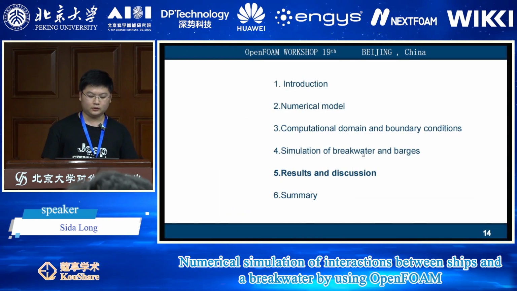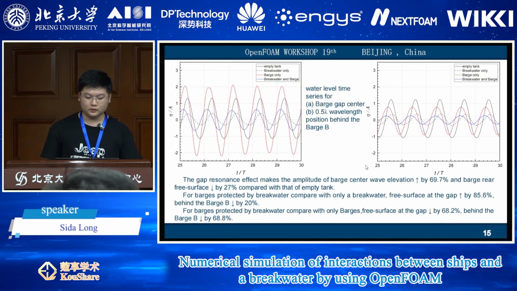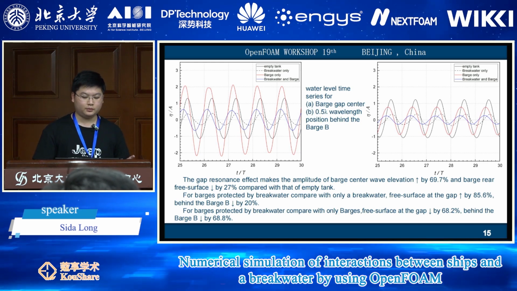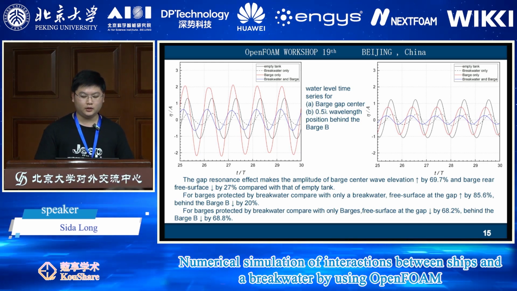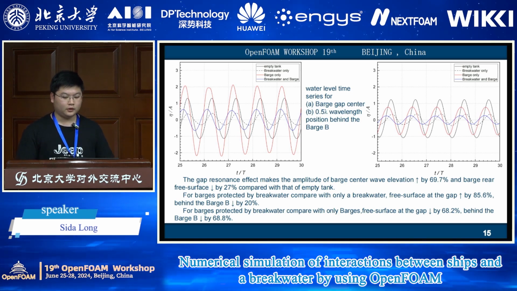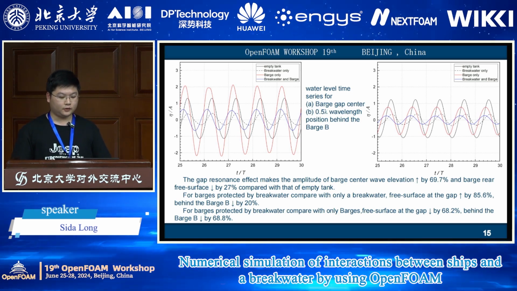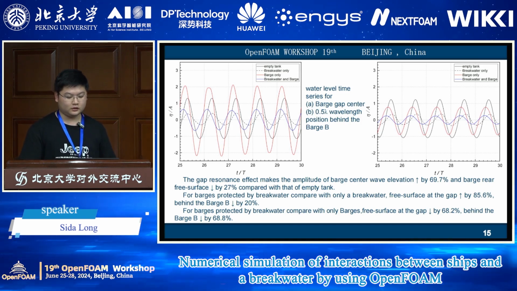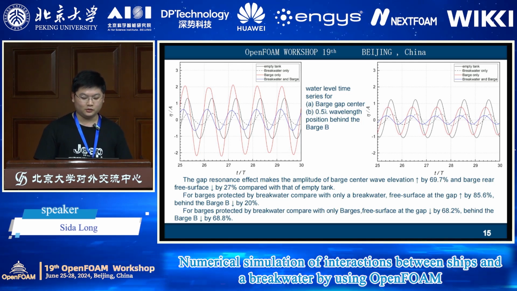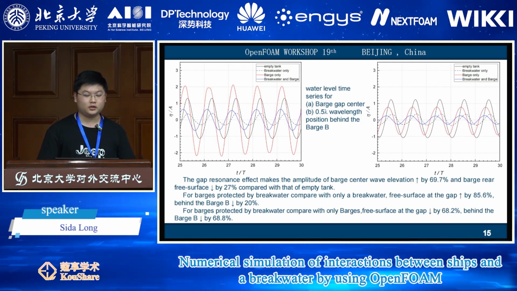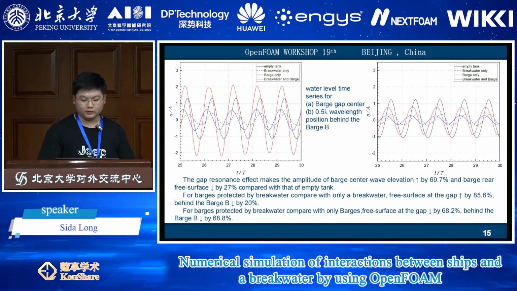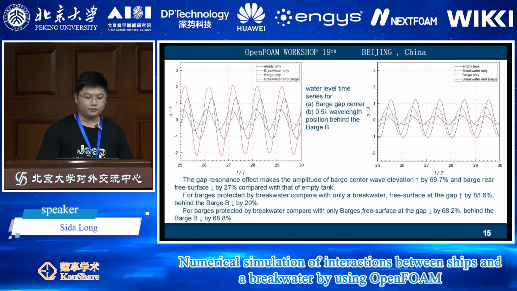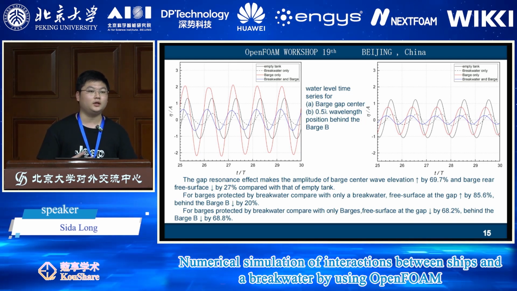5. The results and the discussion. In this figure, it's the water level time series, where A is the position at the barge gap center, and B is at 0.5 wavelengths behind barge B. We can find that the gap resonance effect makes the amplitude of the barge center wave evolution increase by nearly 70%, and the barge area free surface decreased by 27% compared with only the empty tank.